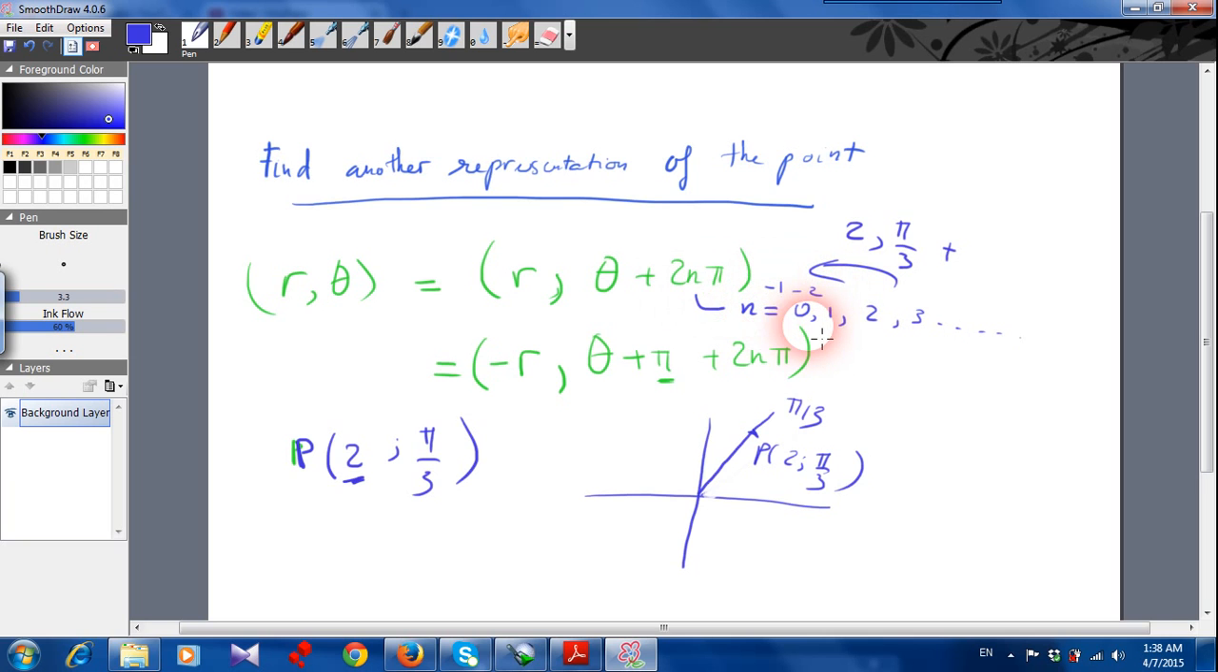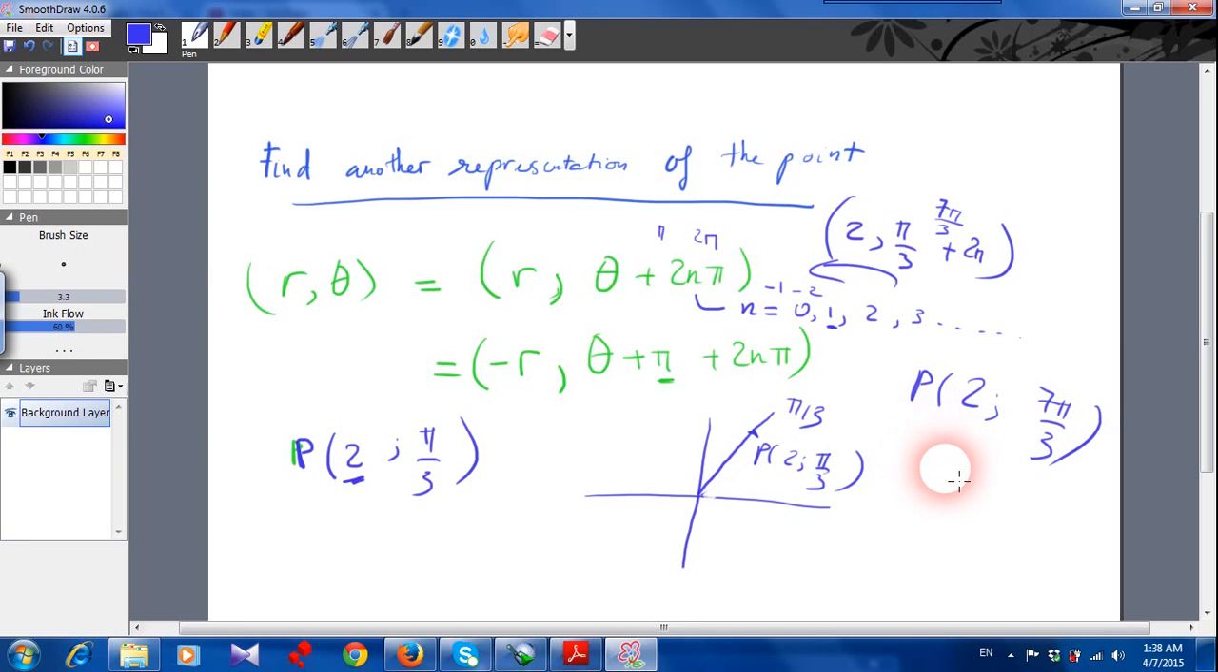So first we let n be 1, and we have 2 pi plus pi over 3, and we get 7 pi over 3. So we have another point like (2, 7 pi over 3).